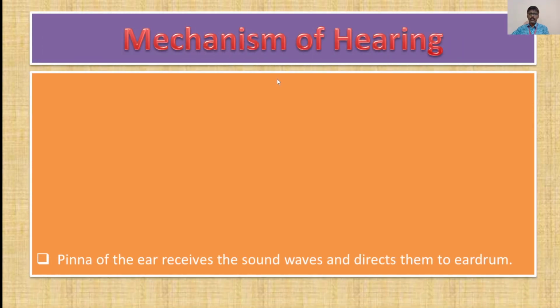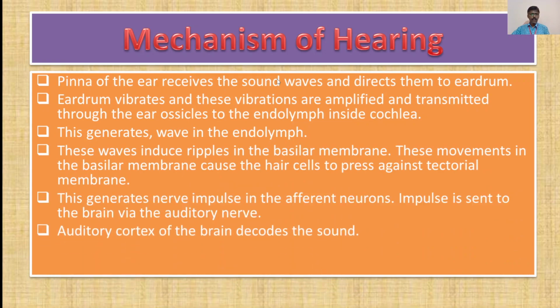Now we are going to see the mechanism of hearing, in a stepwise manner. First, the pinna of the ear receives the sound waves and directs them to the eardrum. Then what happens? The eardrum vibrates, and these vibrations are amplified and transmitted through the ear ossicles to the endolymph inside the cochlea. Then this generates waves in the endolymph. Then these waves induce ripples in the basilar membrane. These movements in the basilar membrane cause the hair cells to press against the tectorial membrane.